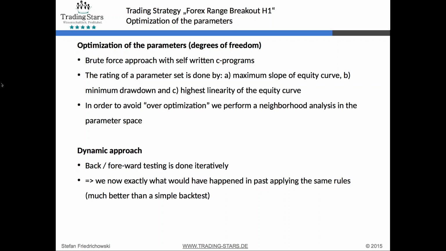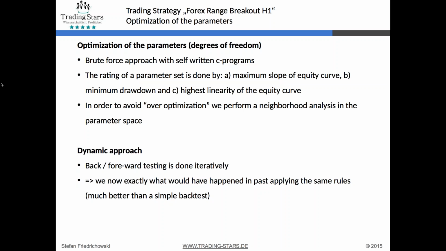One is that we want to have a maximum slope of the equity curve. Of course, that means high profit. But on the other hand, we want to have a minimum drawdown, because a strategy which has very high profits but has even higher drawdowns is not a good strategy. And finally, we optimize for a high linearity of the equity curve itself, because that is what traders want to have, a linearity in their equity.